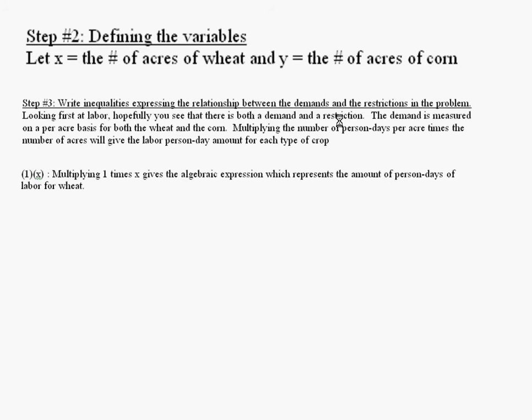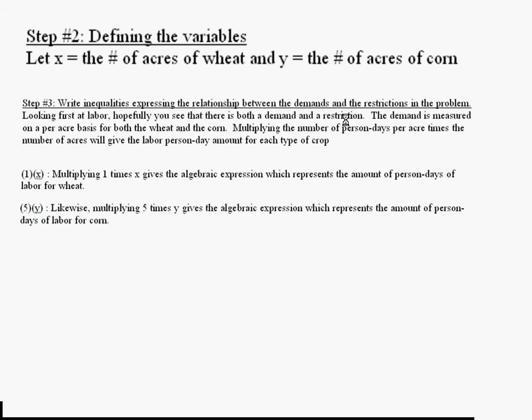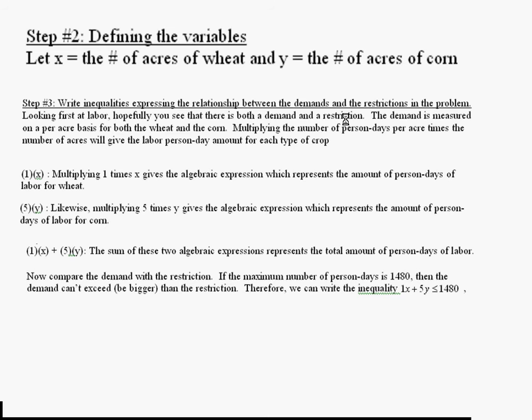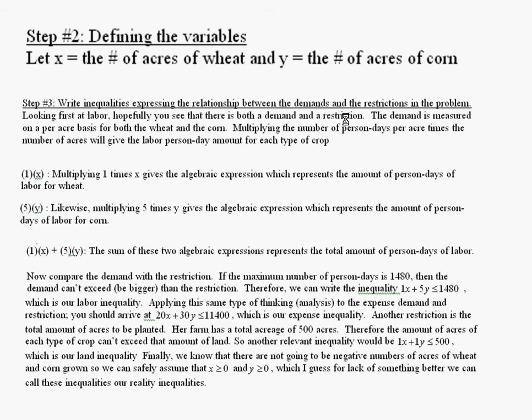So for instance, multiplying 1 times x gives the algebraic expression which represents the amount of person days of labor for wheat. 5 times y gives the algebraic expression which represents the amount of person days of labor for corn. The sum of these two algebraic expressions represents the total amount of person days of labor. Now compare the demand with the restriction. If the maximum number of person days is 1,480, then the demand can't exceed the restriction. Therefore, we can write the inequality 1x plus 5y is less than or equal to 1480, which is our labor inequality.